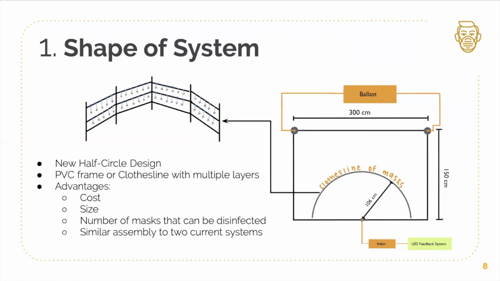We suggest changing the shape of the system to a half-circle design. In this design, there are 2 corner UV bulbs and 1 central bulb.